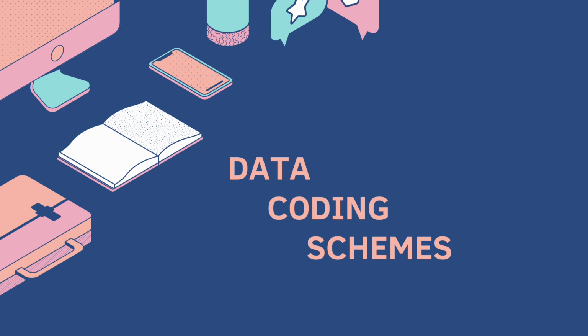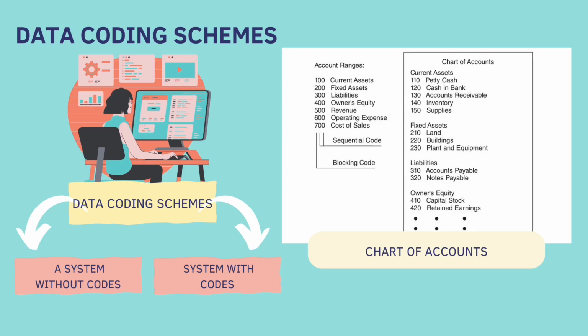When it comes to data coding scheme, ibig sabihin pinapasok mo na sa system lahat ng transaction na meron ka. In data coding scheme, we have a system without codes and a system with codes. So para mas maintindihan natin, here is the example. Imagine you're running a store that sells various items like books, toys, and electronics.